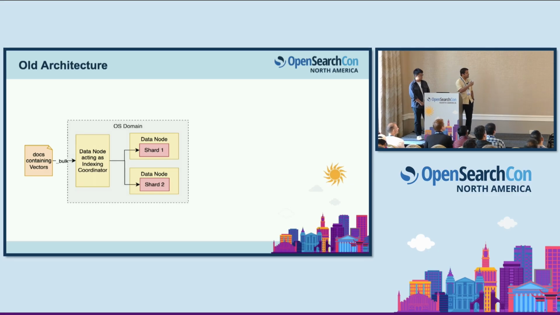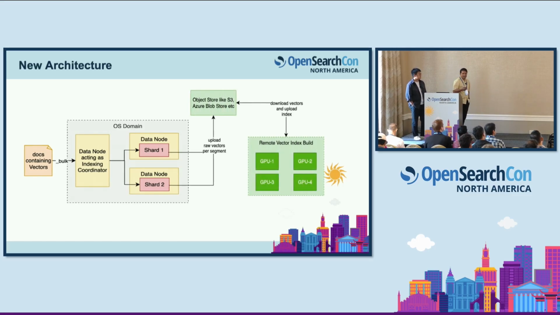Before we dive into the architecture, let's look back at the current architecture, or what the architecture was just before this. So you have your documents which contain vectors. You're ingesting into an OpenSearch domain or OpenSearch cluster, where you have a data node which acts as a coordinator, which basically partitions your vectors into different shards. Shards are nothing but partitions, and they just go ahead and create segments.